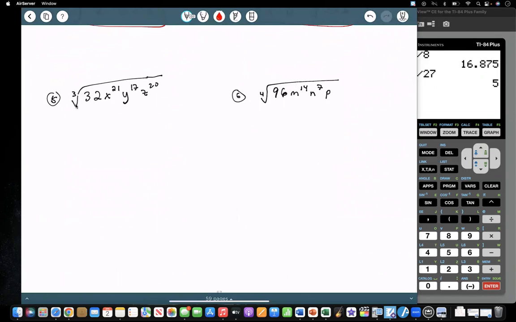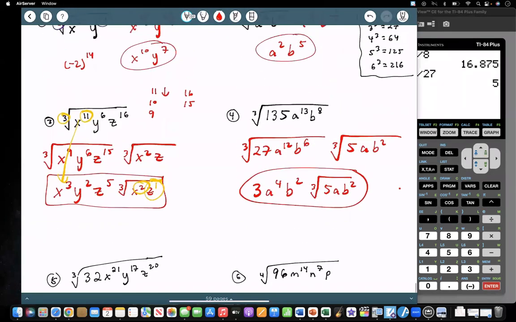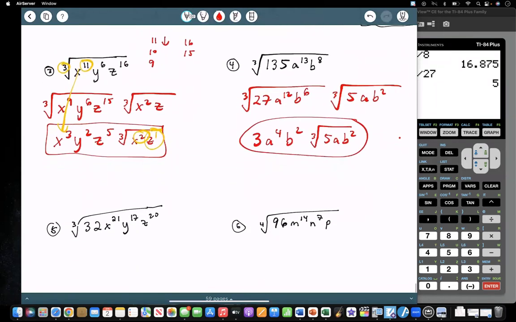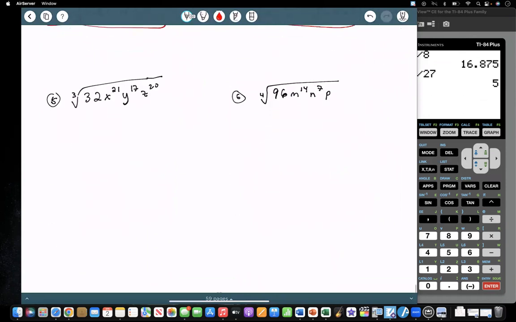Okay, so the cube root of 32 x^21 y^27 y^17 z^20. If you look at our perfect cubes, well, 27 obviously is too big to go into 32. So 32 is 8 times 4, right? You could do that one in your head without the calculator.